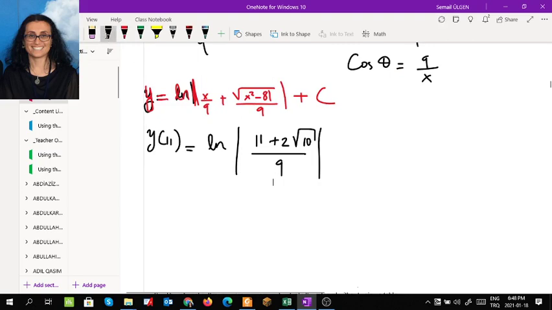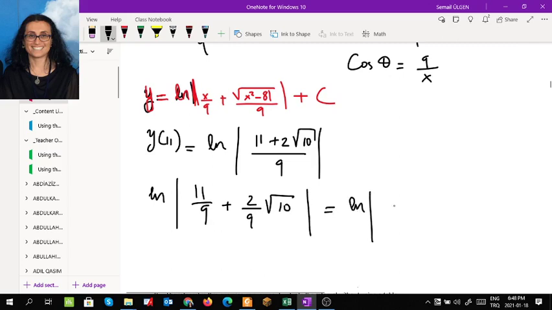Okay, we are also given an initial condition, which is y(11) equals ln(11 plus 2 square root of 10) over 9. We are going to make good use of it to find c. We put it in. When you put it in, you get ln of 11 over 9 plus 2 over 9 square root of 10. Actually, sorry about that, I have to put 11 first.